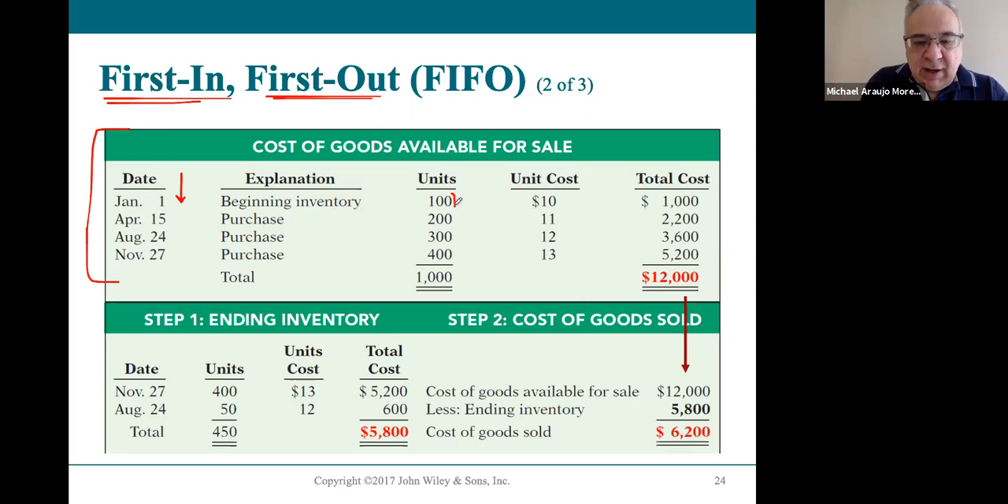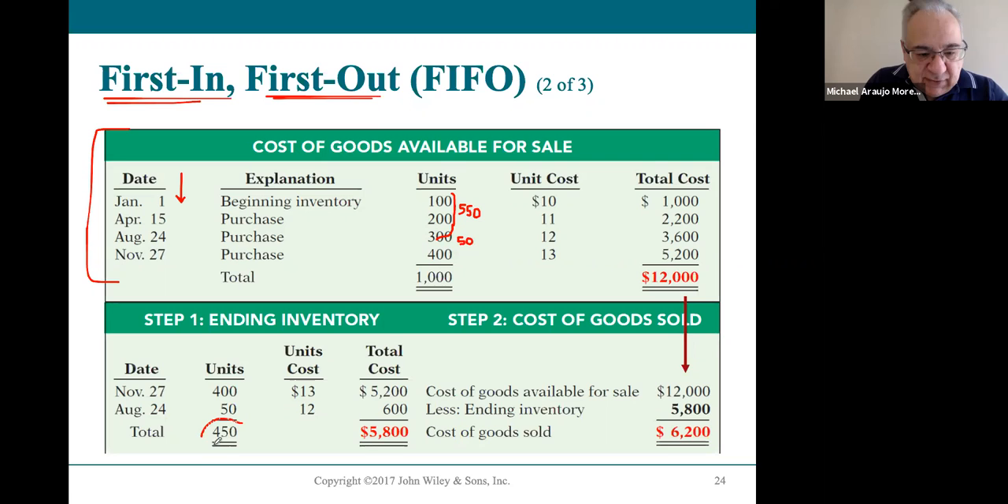These 200 units now become first in. So these 200 units are also sold as part of the 550. So we have 300 units accounted for of the 550. We need 250 of those units to complete the 550 that have been sold. Okay, so those are the ones that have been sold. What's left? Well, there's 50 left from August and there's 400 left from November. Well, that's correct because our ending inventory is 450.